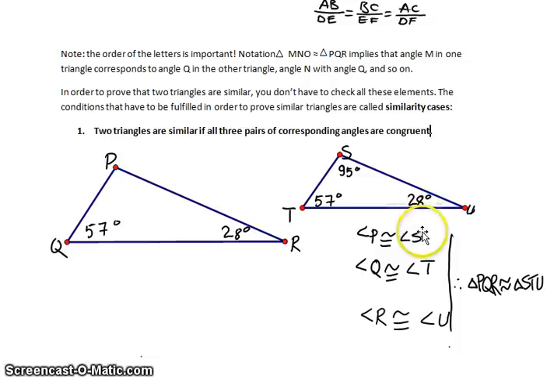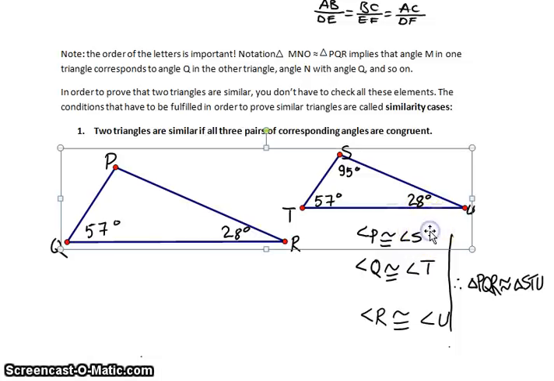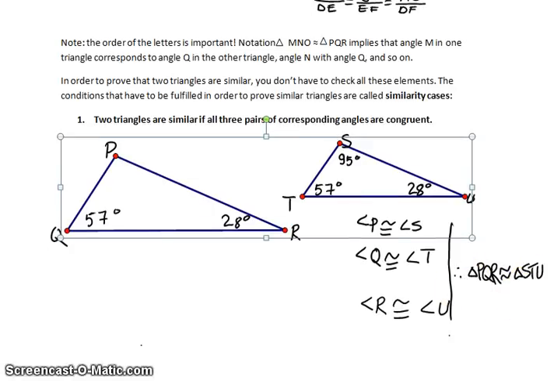So, these are the corresponding angles. Angle P and angle S are congruent. Angle Q and angle T are congruent. Angle R and angle U are congruent. Because the 3 pairs of corresponding angles are congruent, therefore, the two triangles are similar. Let's move on to similarity case 2.